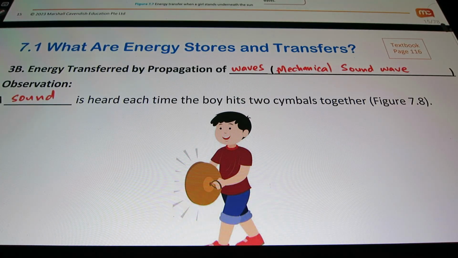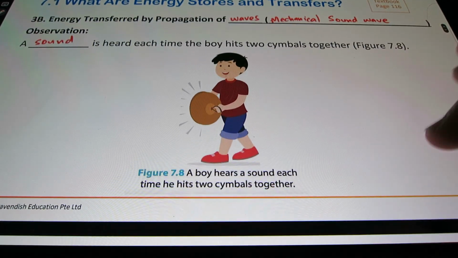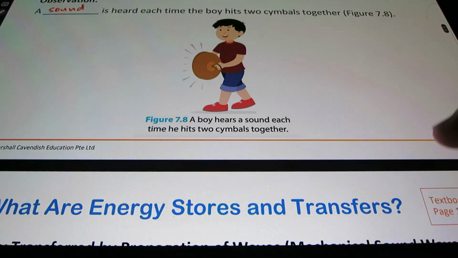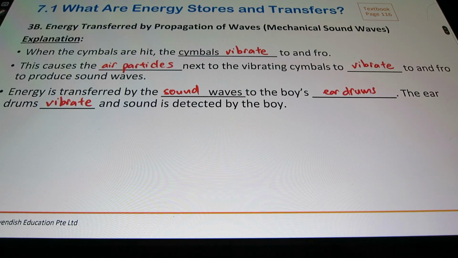Transfer of energy via propagation of wave, via mechanical sound wave. I'm just going to scroll through. If you need to pause at any time, just pause. This is how you would explain how energy is transferred via propagation of wave. You will learn this in the chapter on sound.